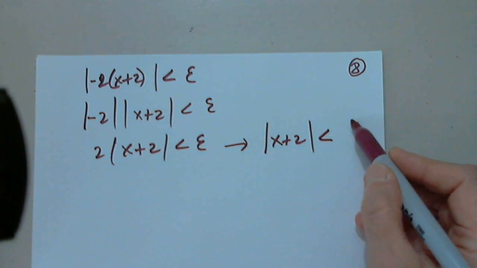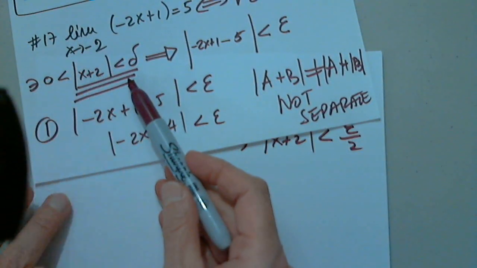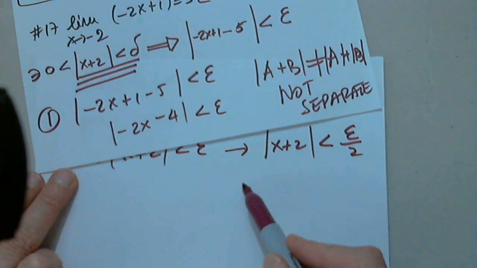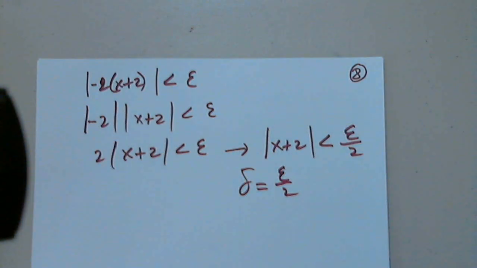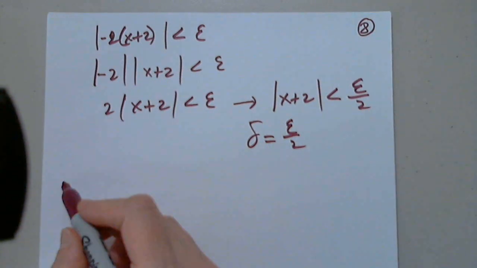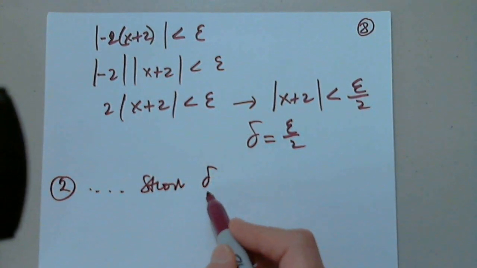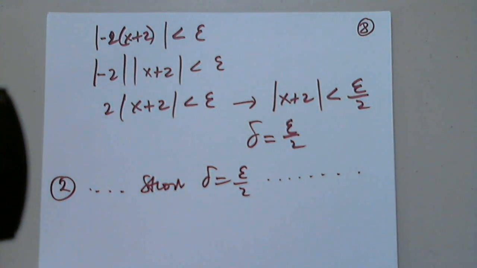Divide by 2 on both sides. Compare and tell me whether we found delta. Delta equals epsilon over 2. That's it. And in number 2, show that delta equals epsilon over 2 works by reversing the steps. Done.